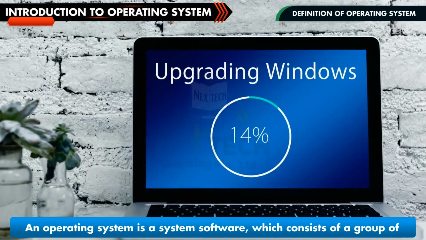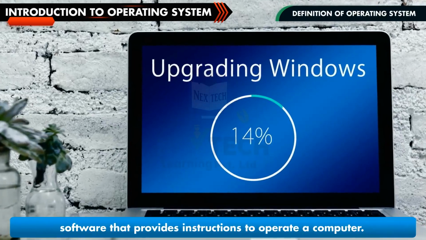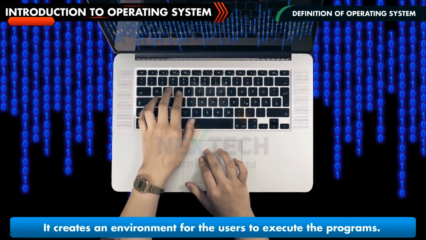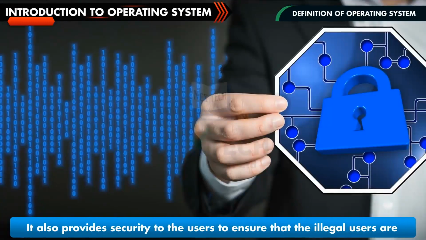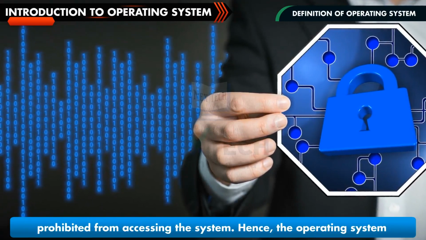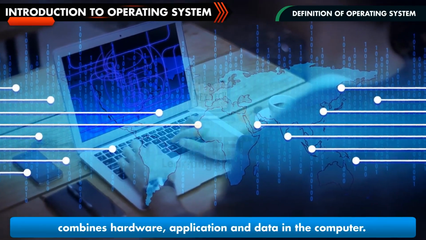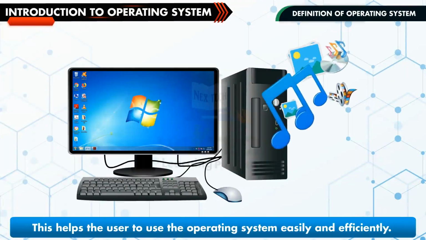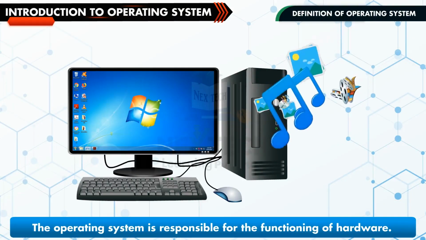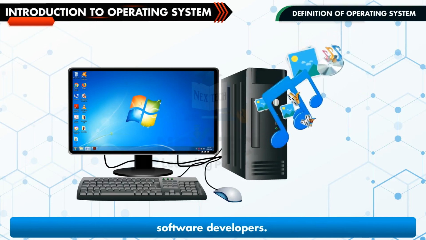An operating system is a system software which consists of a group of software that provides instructions to operate a computer. It creates an environment for the users to execute the programs. It also provides security to the users to ensure that illegal users are prohibited from accessing the system. Hence, the operating system combines hardware, application, and data in the computer. This helps the user to use the operating system easily and efficiently. The operating system is responsible for the functioning of hardware. In addition, it must provide a programming interface for application software developers.